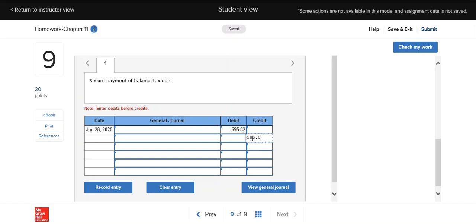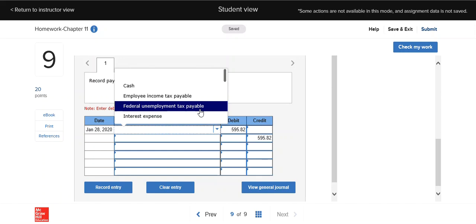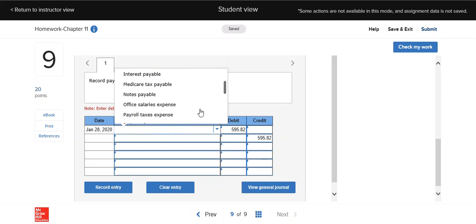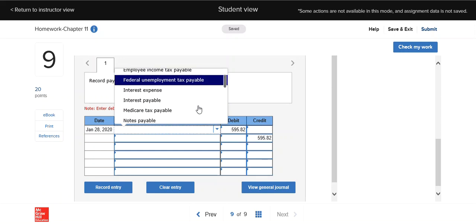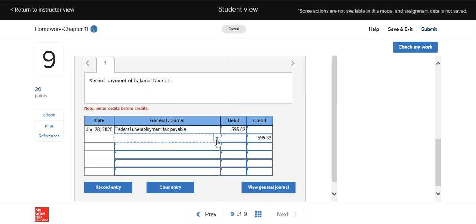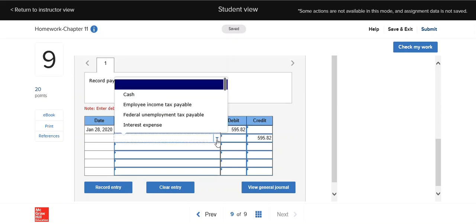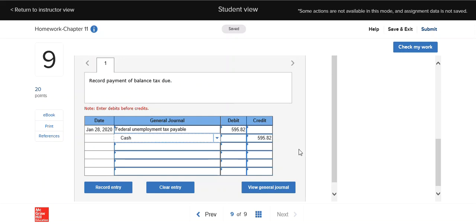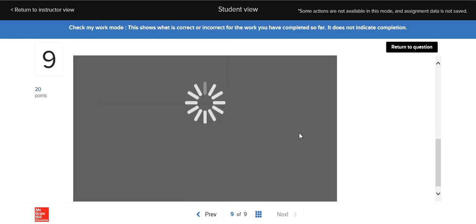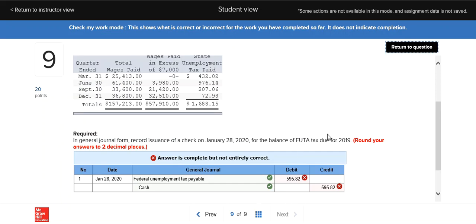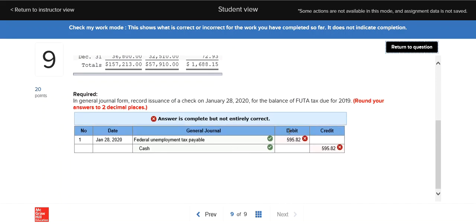Because this is what everybody does. And this is recorded payment. So federal unemployment taxes, in cash. All right, that's what everybody does, and they get it wrong. They'll get the accounts right, but the amount's wrong. So this is what I have, as this is the federal unemployment tax.